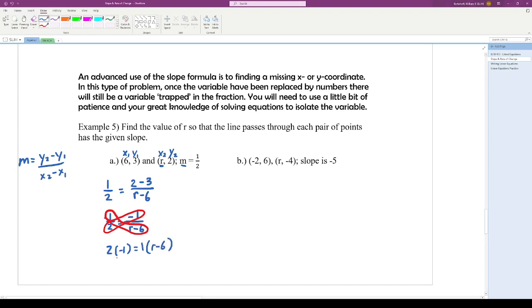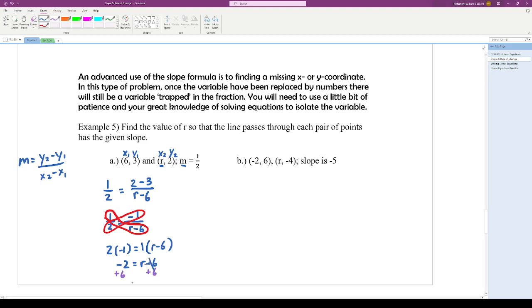If I just put those together, 2 times negative 1 is simply negative 2, and 1 times r minus 6 is just r minus 6. Then to finish solving, I need to move this 6 to the other side. So we'll do an opposite operation, plus 6 on both sides. And finally, rewrite our equation.